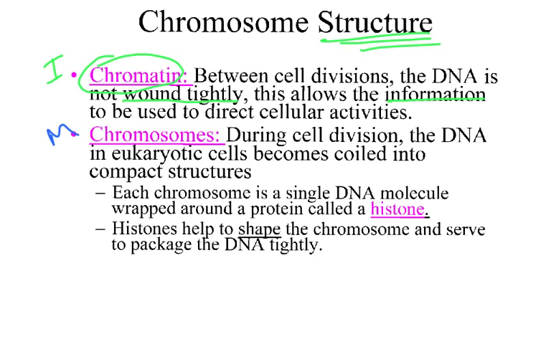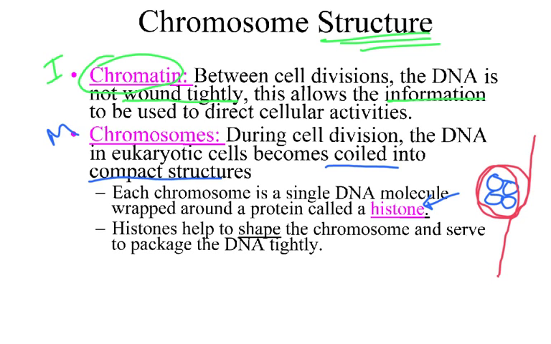And so what your cell does is it coils that DNA into compact structures, and what it uses is a molecule called a histone, which is kind of like a globular protein. So if the blue is the histones and the red is the DNA, your cell takes your DNA and coils it around the histones to make the strands shorter and more compact so that they can be easily distributed between different cells.